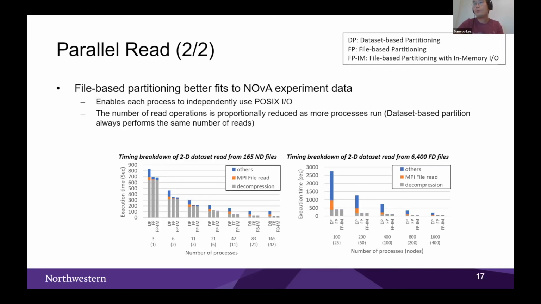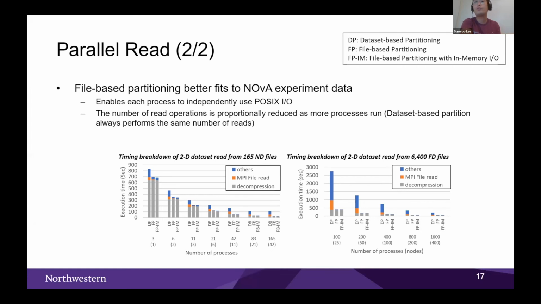We collected the performance timing breakdown of these, actually three design options. DP is the data set partitioning, which means all the processes go through the data sets one after another using MPI IO mode. FP is the file partitioning. We distribute the files to the processes and they independently read the data. FPIM means the same file partitioning using in-memory IO. As you can see, the file partitioning with in-memory IO shows the best performance.